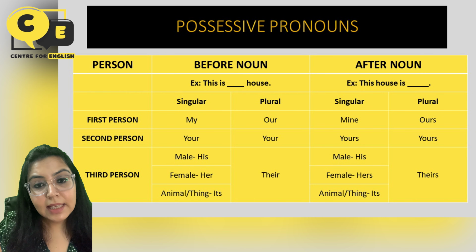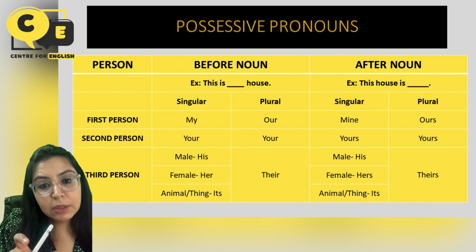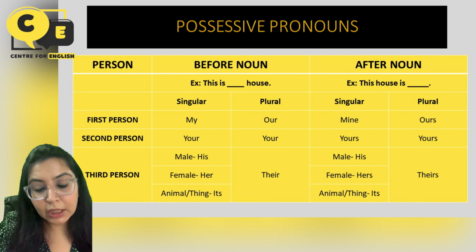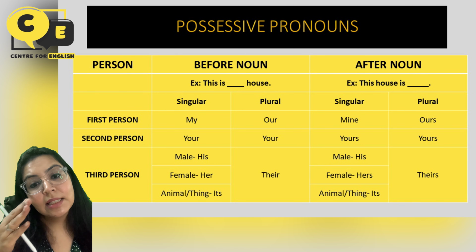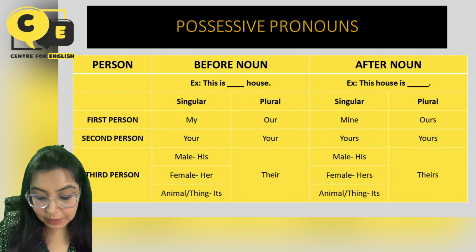और नेक्स्ट सेंटेंस अगर हम देखेंगे, this house is dash. Now here, the noun house has been used before and the possessive pronoun has to come after the noun. Now thus the possessive case will change here. Let's look at this table now.